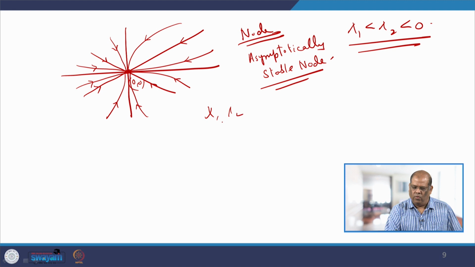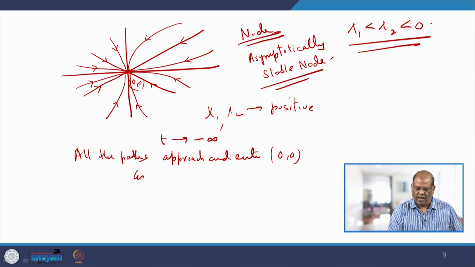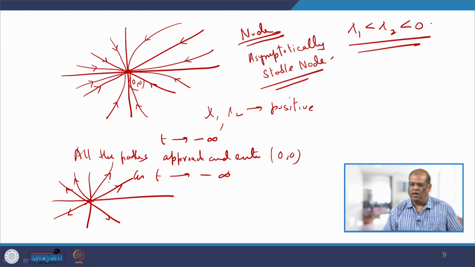If your lambda 1 and lambda 2 are positive, both are positive, then everything remains the same, only thing is that you have to derive the whole thing when t tends to minus infinity, and you will see that all the paths, whether it is rectilinear or non-rectilinear, will approach and enter 0, 0 as t tends to minus infinity. And because it tends to minus infinity, the diagram will be exactly the same, only the direction of the arrow will change. So, in this particular case, this is the straight line and this is the straight line, your arrow will be outwards along with the paths, and this represents an unstable node.